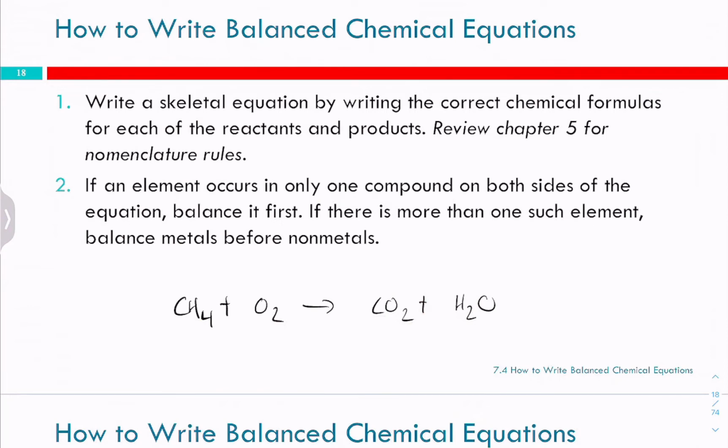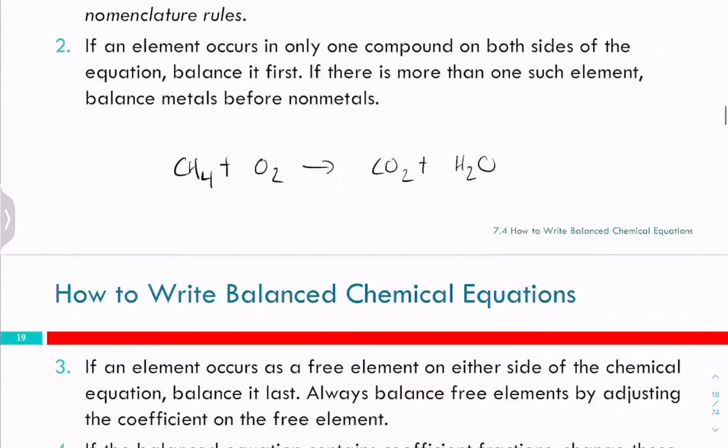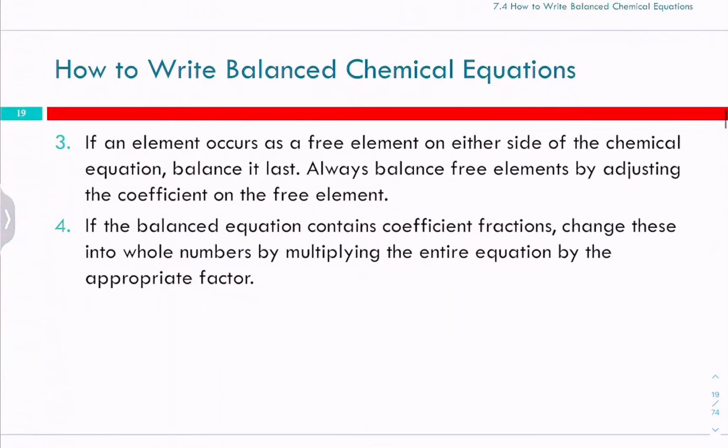And then if there's more than one such element, and this example doesn't have any metals in it, then you balance the metals first. I feel like this is kind of like explaining rules for a board game, where I can explain all the rules to you, but it takes more context to actually put those rules into play and to understand where those rules make sense. So we'll get there. Let me do this.